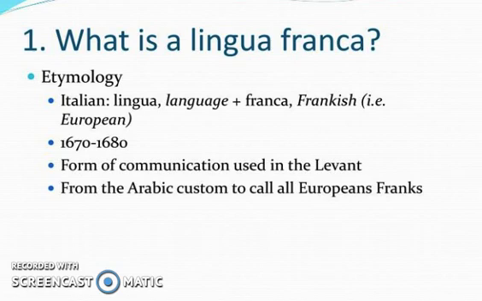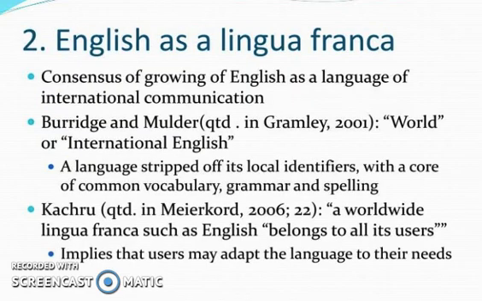So what about the etymology of the word? This word originated from the Italian language. Lingua means language, plus franca, Frankish. So exactly, it means kind of European. It dates back to around 1670 to 1680, from a communication used in the Levant, from the Arabic custom to call all Europeans Franks, so they called the language lingua franca.